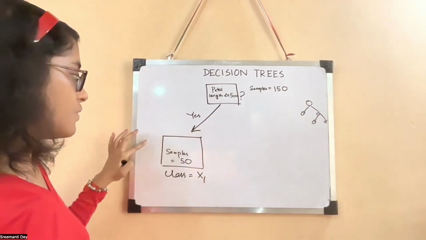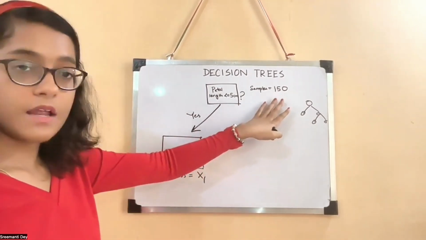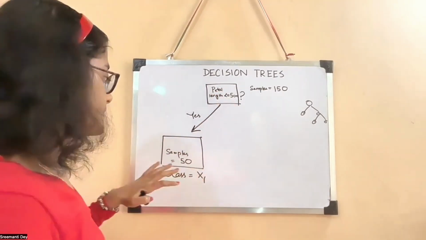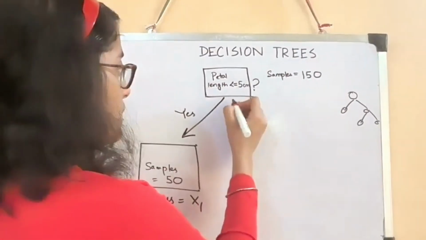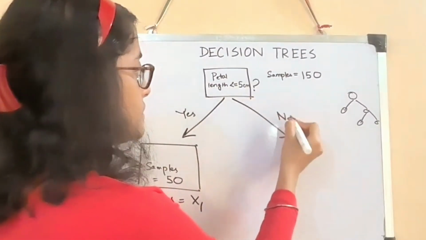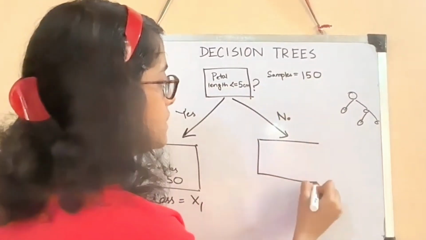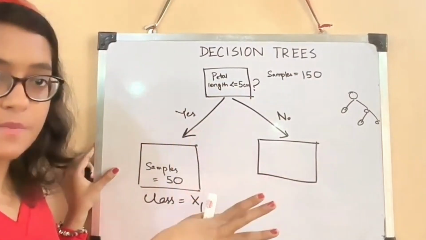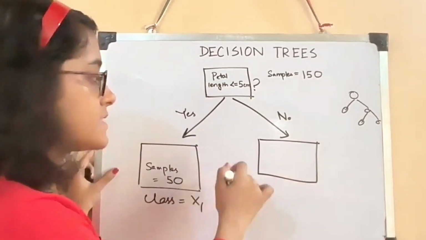If yes, then you go here and you have a total of 50 samples out of 150, with class x1. The remaining 100 samples have petal length greater than 5 centimeters. Now let's say no. So we know this has 100 samples, and we have two classes here. Some are x2, some are x3, based on the x1, x2 and x3 classes.